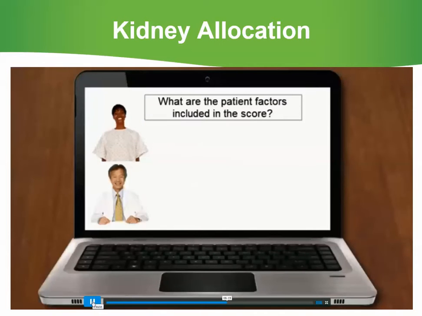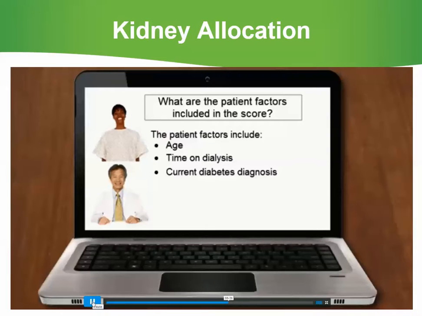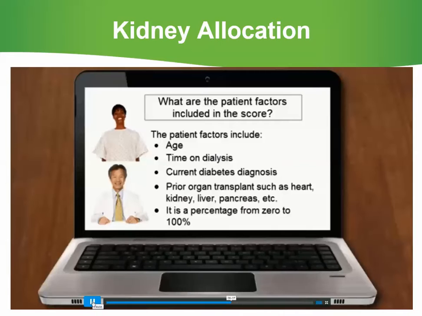The factors included in the score are the patient's age, their time spent on dialysis, whether or not there is a current diagnosis of diabetes, and whether the patient has had a prior organ transplant such as a heart, kidney, liver, pancreas, etc. The score is a percentage that ranges from 0 to 100%. Every adult patient that is registered for a kidney transplant will receive an EPTS score. An EPTS score may be calculated but will not be used for patients less than 18 years of age.